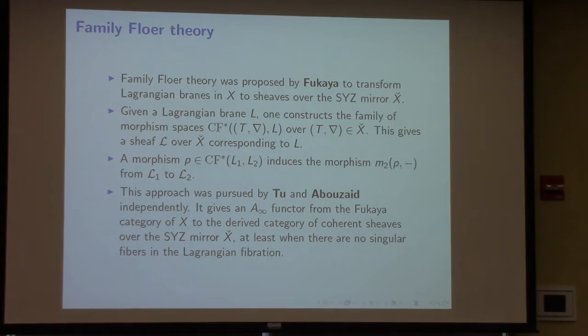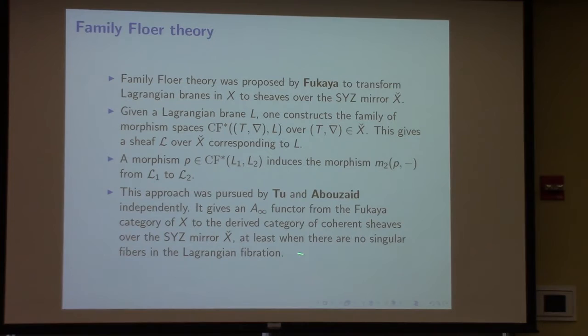Well, first of all, Fukaya, of course, will explain it much better than me, talked about Floer theory to transform Lagrangian branes in X to sheaves over the SYZ mirror. The way it goes is that given a Lagrangian L, one considers a family of moduli spaces, written here, where T hat, T and del is the connection, U(1) connections over T. And this gives a sheaf over X hat corresponding to the Lagrangian. And the morphism between these two Lagrangian cycles will induce a morphism from one to another, L1 to L2.